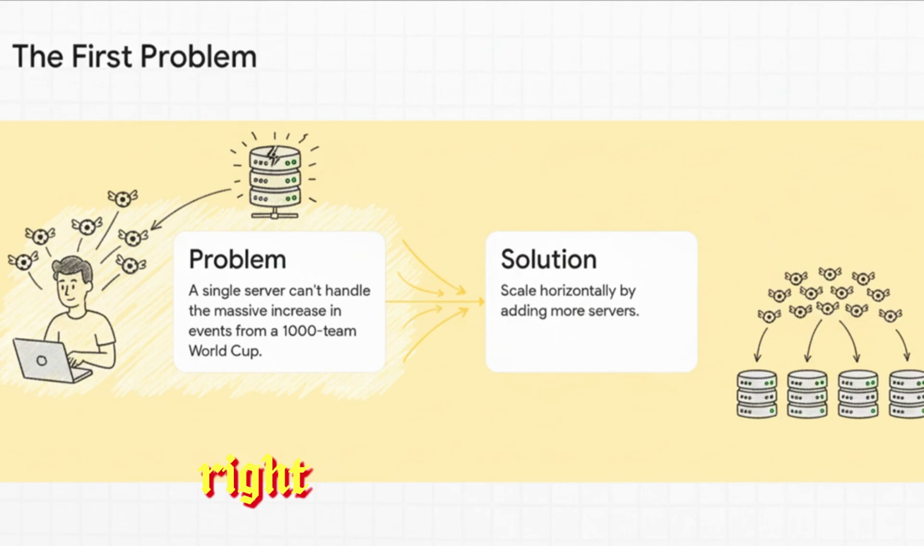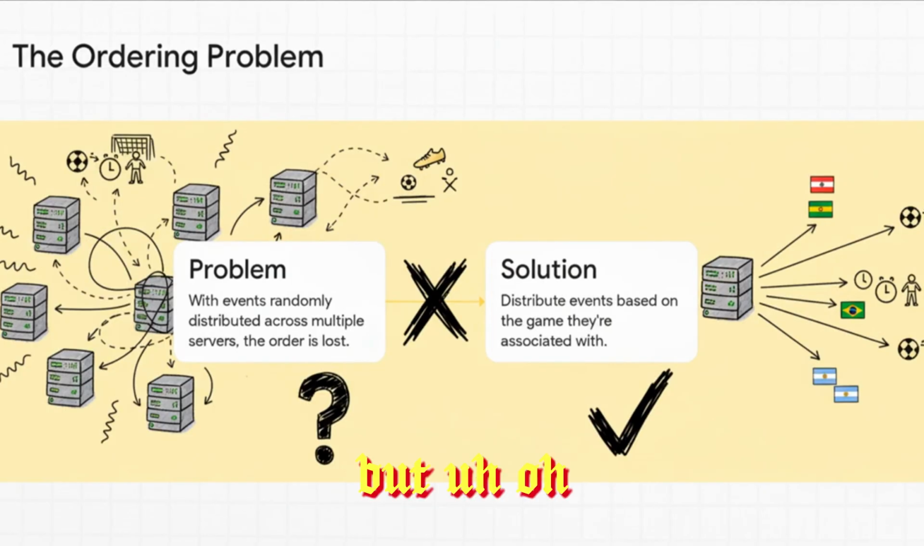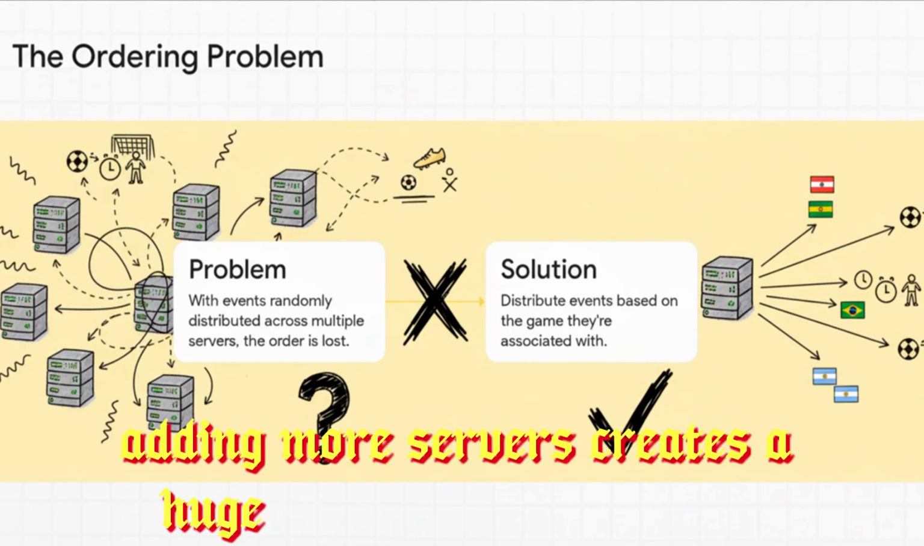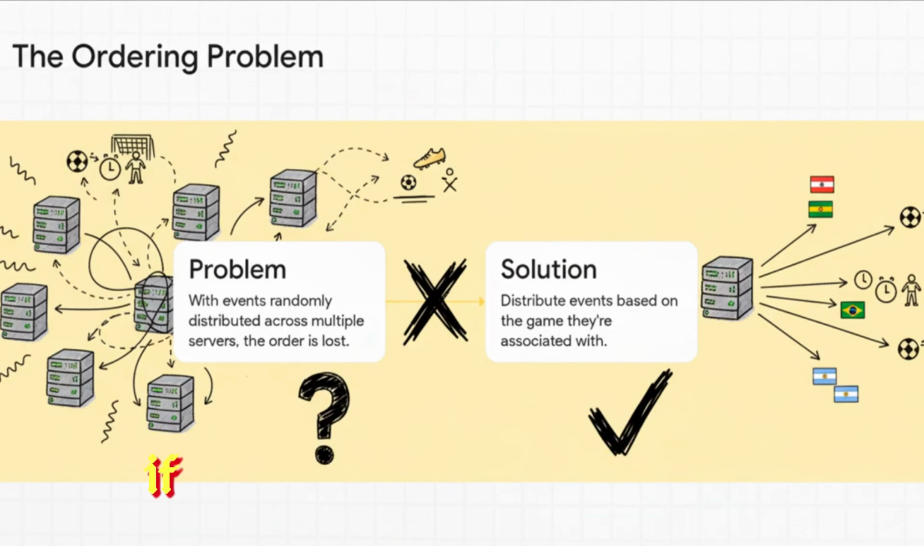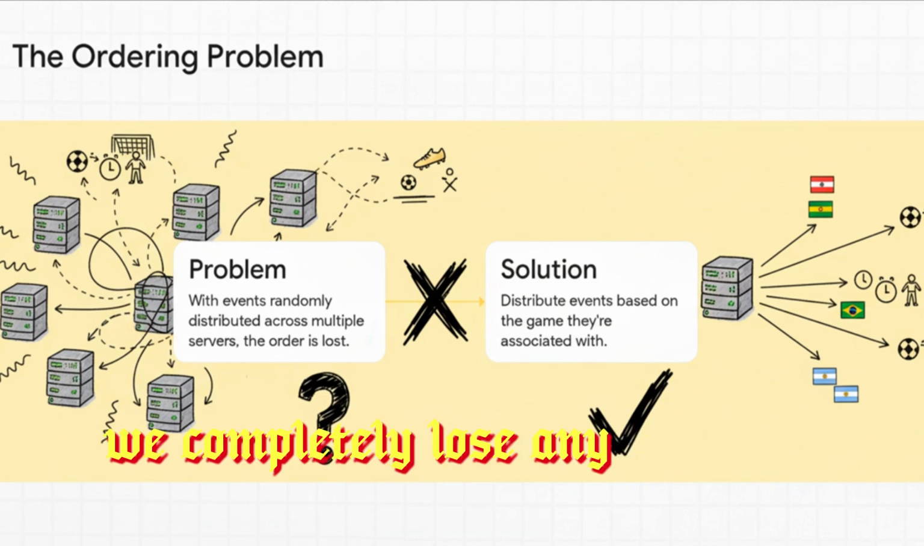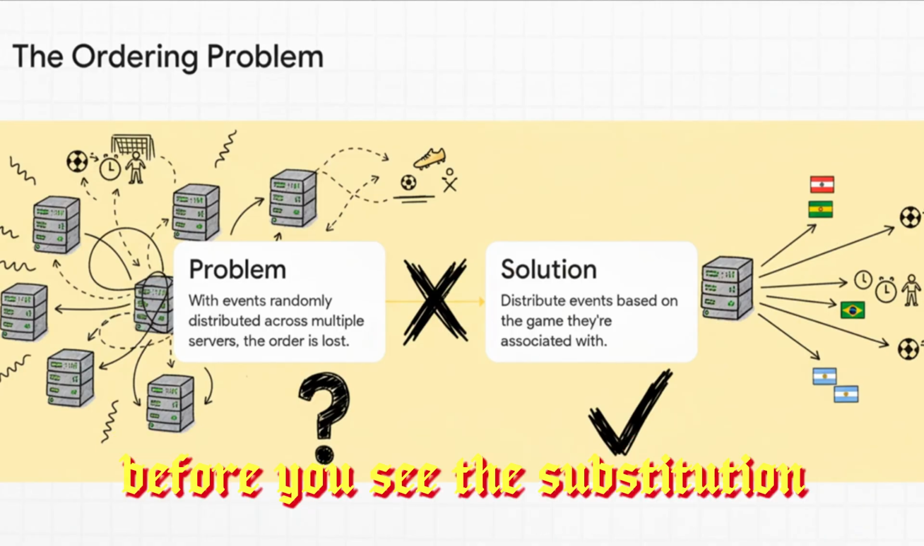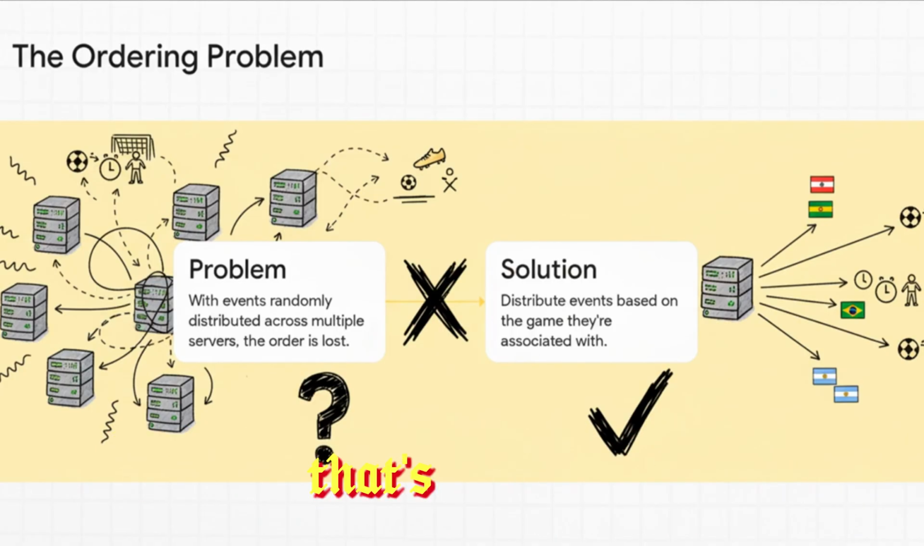The obvious fix, right? We gotta scale out. We need to add more servers to share the load. But adding more servers creates a huge new problem. Ordering. If we're just spraying events randomly across all our new servers, we completely lose any sense of time. You could see a message about a goal in the 80th minute before you see the substitution that happened in the 75th minute. That's no good.